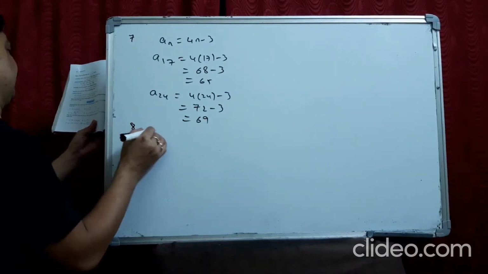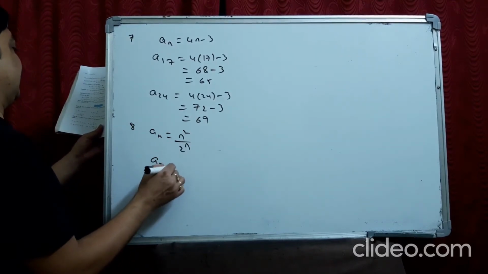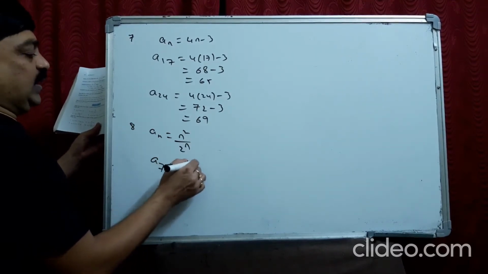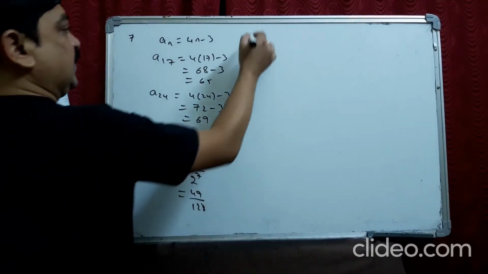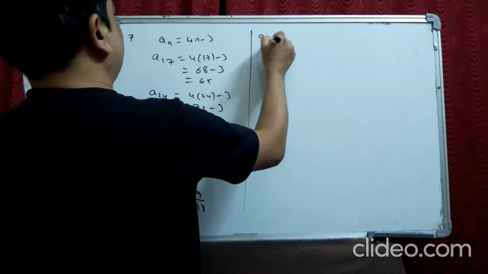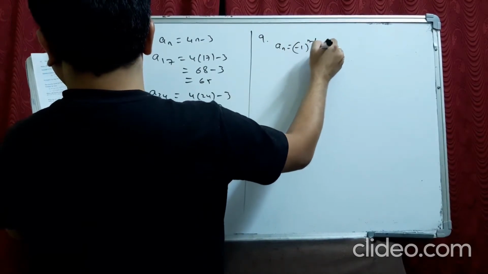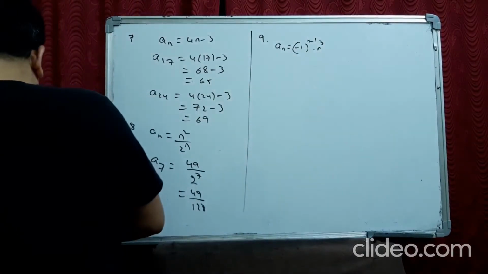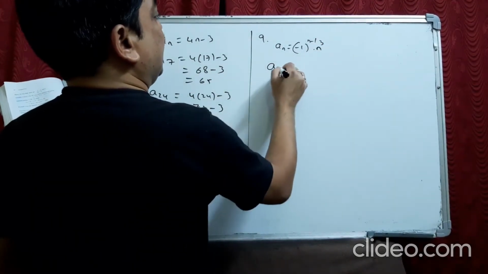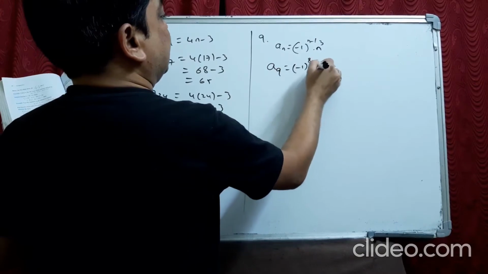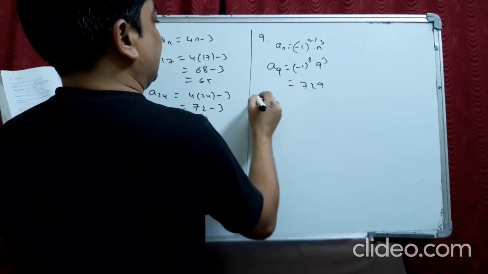And the 8th one. a_n is given as n square by 2 power n. You are asked to find a7. a7 is equal to 49 by 2 power 7, so 49 by 128. So the 9th one. a_n is equal to (minus 1) power (n minus 1) into n cube. You are asked to find a9. a9, minus 1 power 8, 9 cube. It is plus, it becomes 9 cube, which is 729.